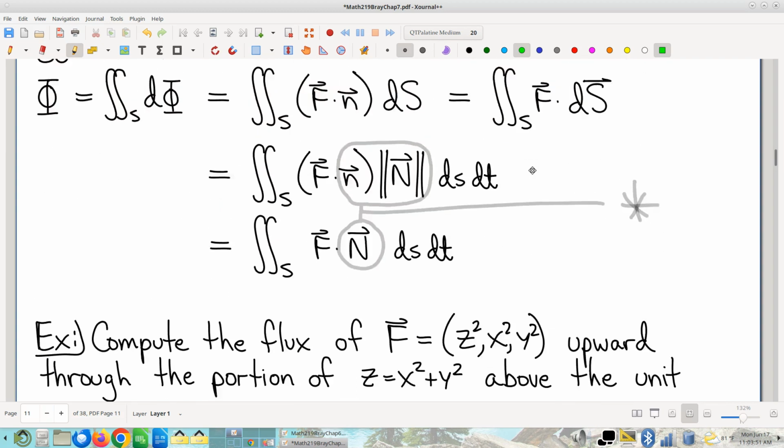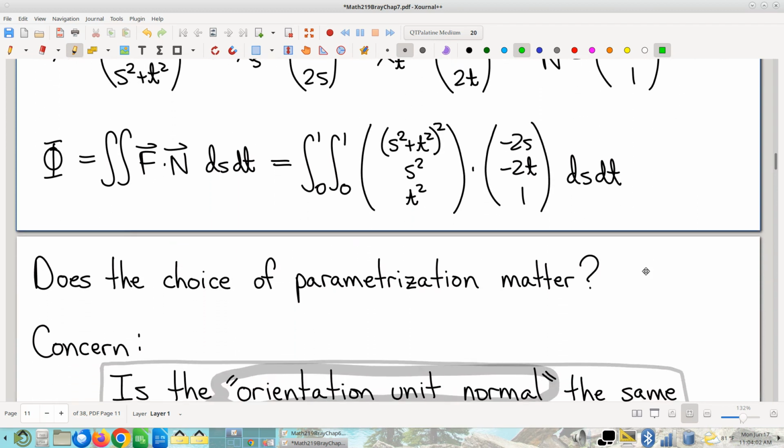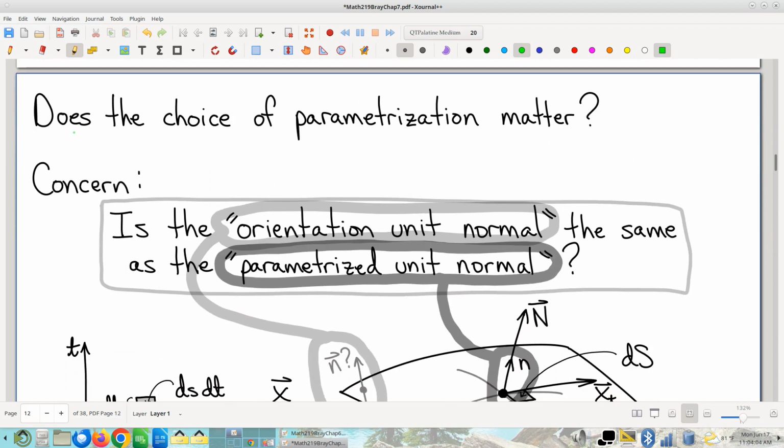Okay, so confession time. What is the purpose of that asterisk? Why did I want y'all to worry about that a little bit? And here we go. It comes up in this question of, does the parameterization matter? And the answer is actually, yeah, kind of. It's a little bit surprising.